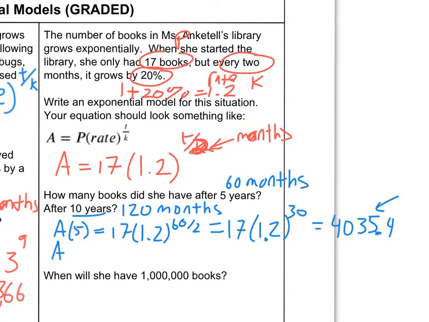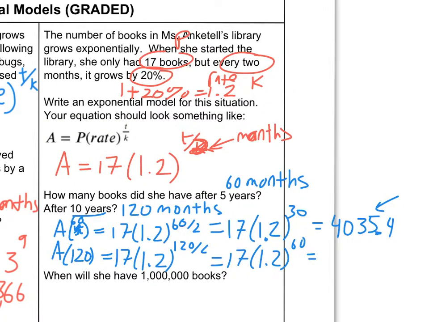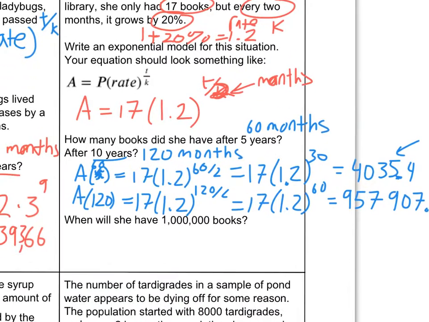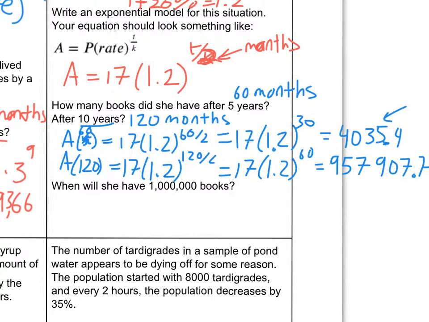A of 10 years, and really this should be 60, not 5. That's what we're plugging in. So 120 would be for the next one. So 17 times 1.2 to the 120 over 2, which is 17 times 1.2 to the 60. And if I do 1.2 to the 60, I'm actually really excited about this number. Ooh, and this actually helps us with the next one. So we get 957,907.7 books. And interestingly, if we're looking for 1,000,000 books, we got really 2 ways to do this.